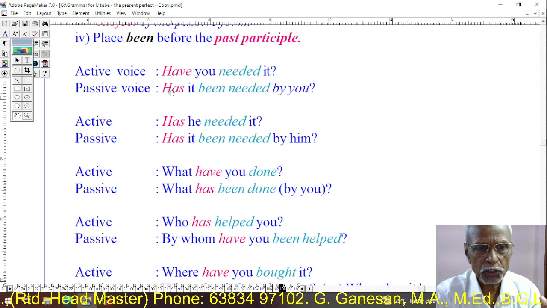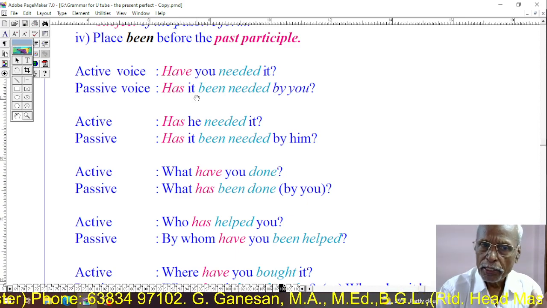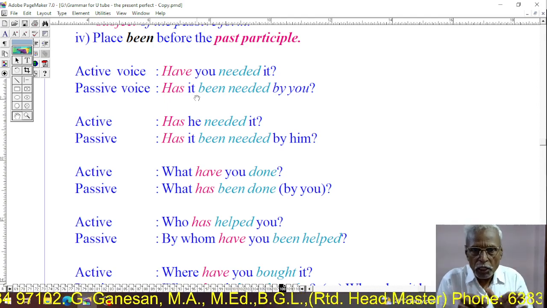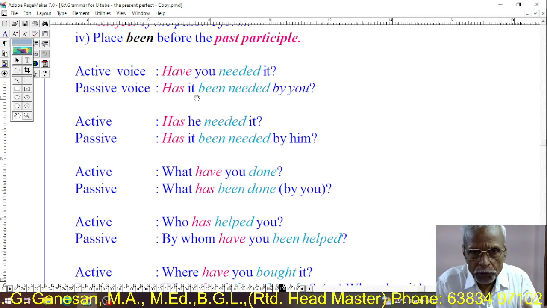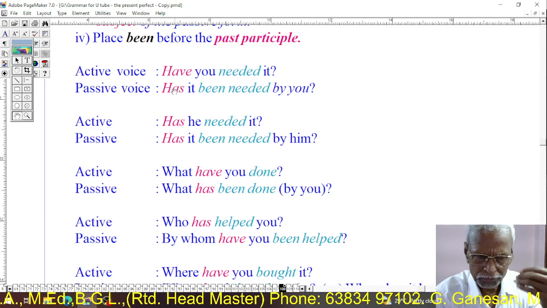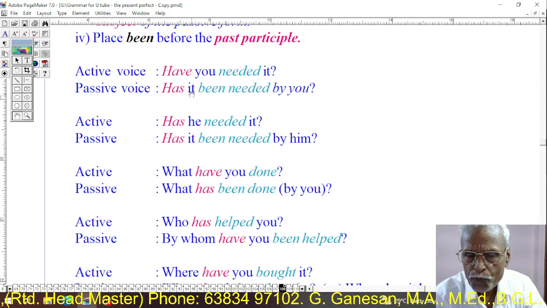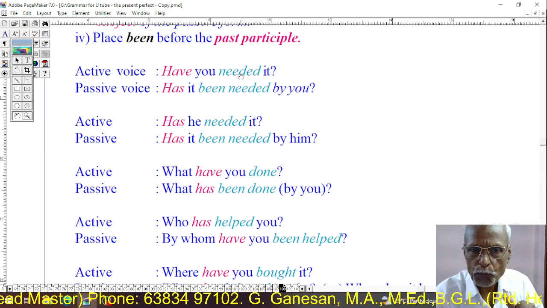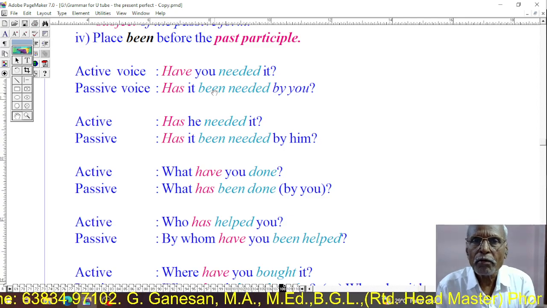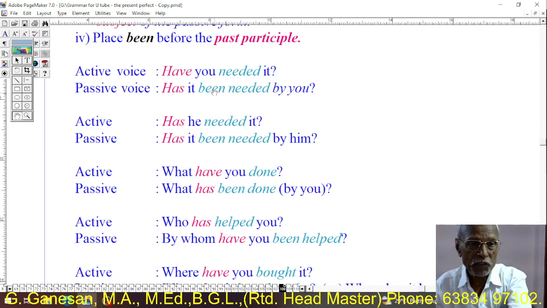Have has been converted into has, because here the subject is "it." Has should be used for he, she, it, and have should be used for the remaining subjects. Okay? Have you needed it? Has it been needed by you? Dear students, regarding these things, have or has should be used depending upon the subject of the passive form. Then before the past participle, we should use been. That is the only thing. These are the things regarding converting a present perfect question into a passive perfect question.